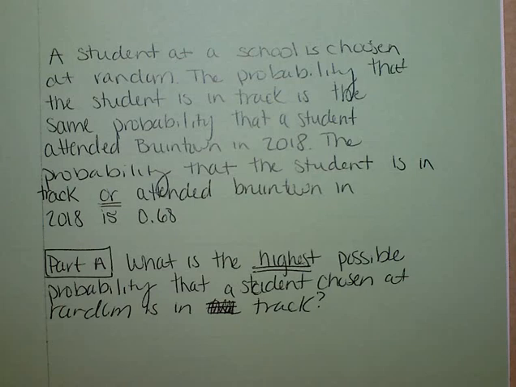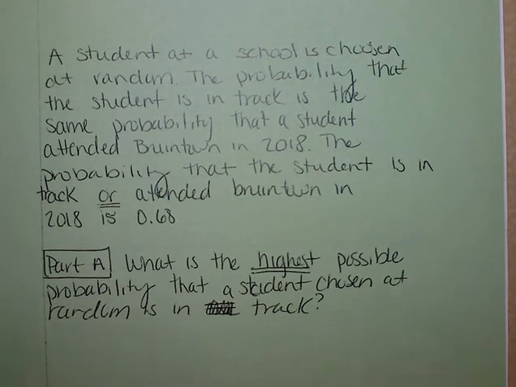A student at a school is chosen at random. The probability that that student is in track is the same as the probability that they attended Bruintown last fall. The probability that a student is in track or attended Bruintown in 2018 is 0.68, 68%. The or.